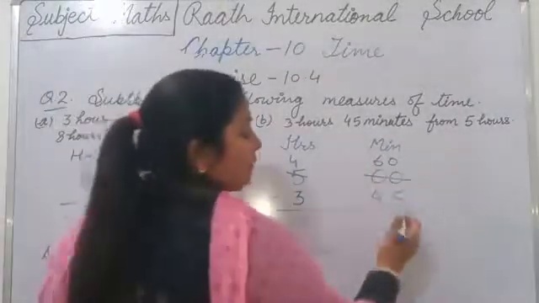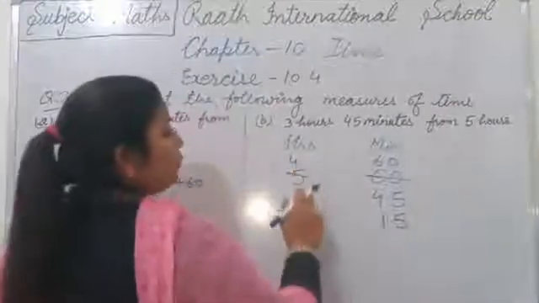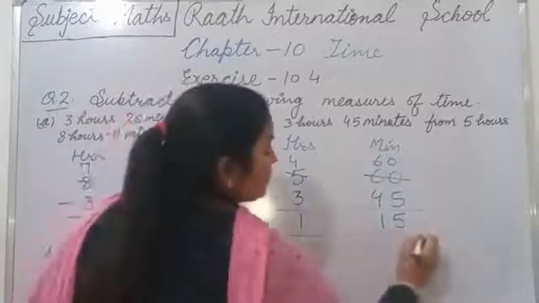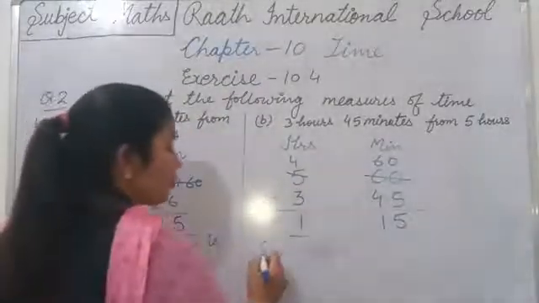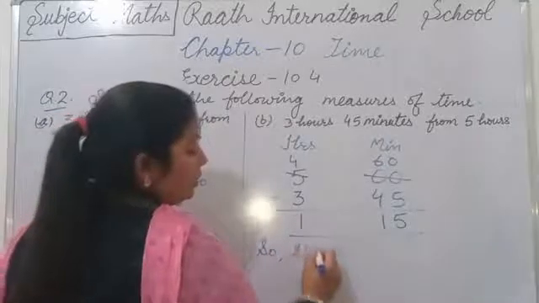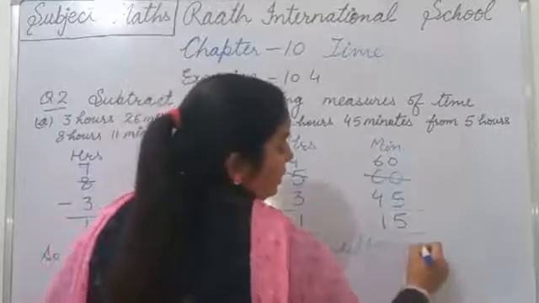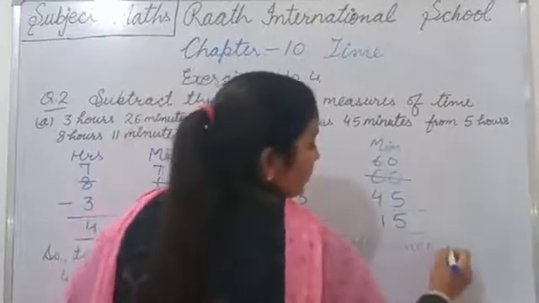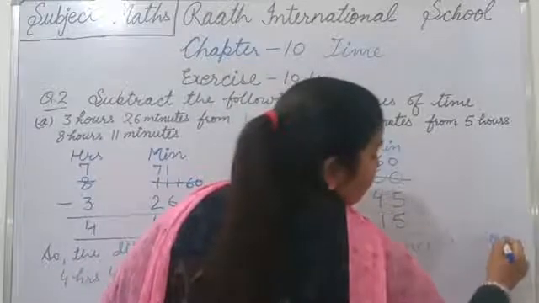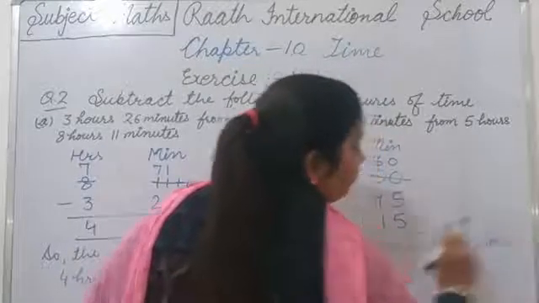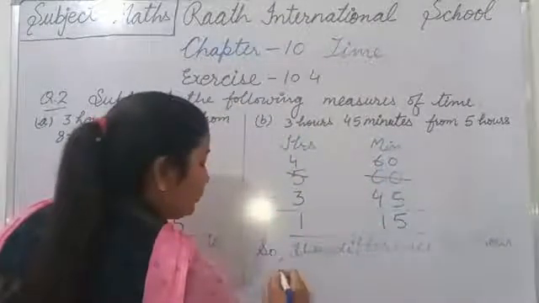So now we will do subtraction. 10 minus 5, 5. And 5 minus 4, 1. Now 4 minus 3, 1. So it becomes 1 hour 15 minutes. So the difference is 1 hour 15 minutes.